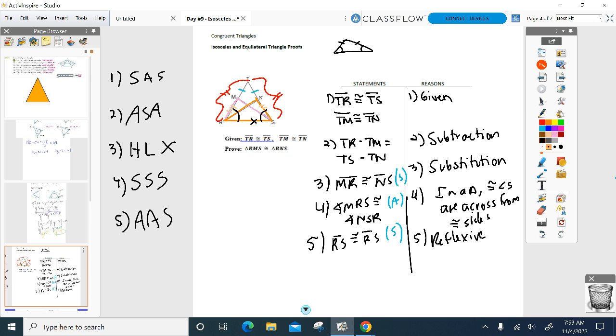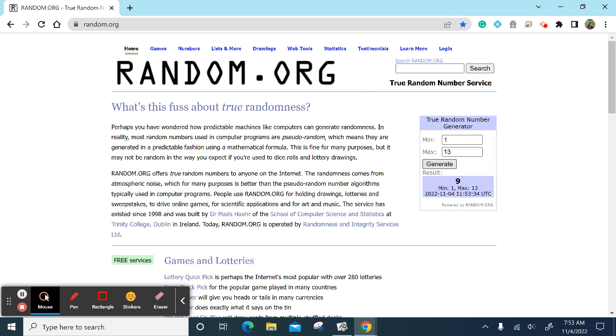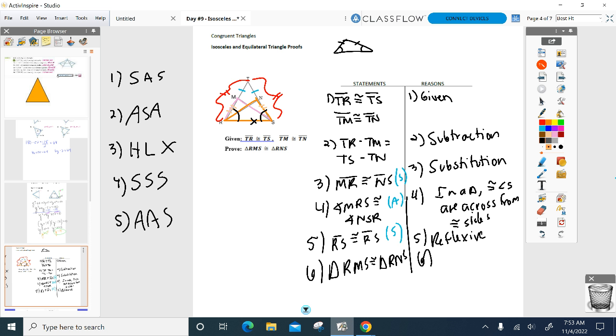And I think that's enough to say the triangles are congruent. What method do you have? What method do we have? There you go. Good one. Good job, everyone.